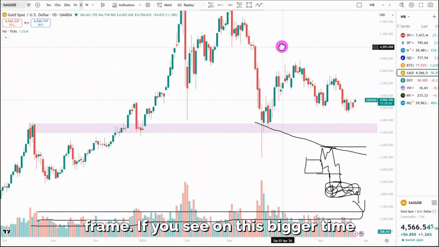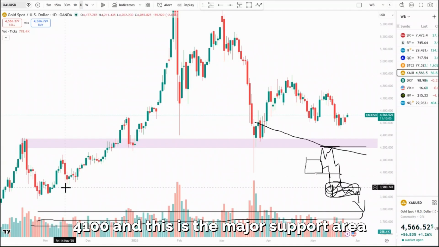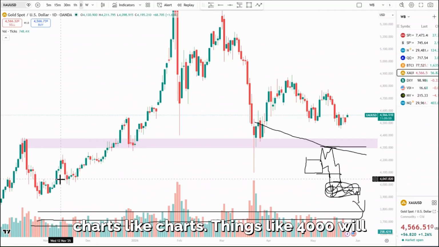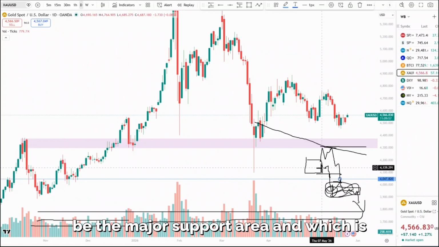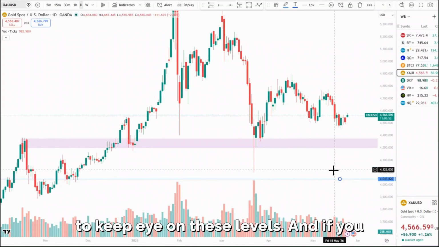If you see on this bigger time frame, there will be 4,100, and this is the major support area, 3,900 to 4,000. If we analyze the charts, it seems like 4,000 will be the major support area, which is also a psychological level. So we have to keep an eye on these levels.